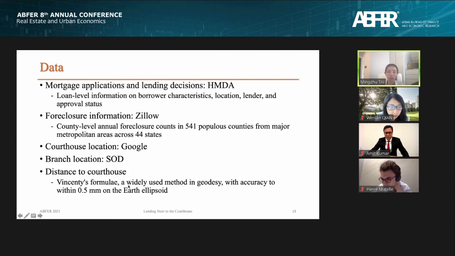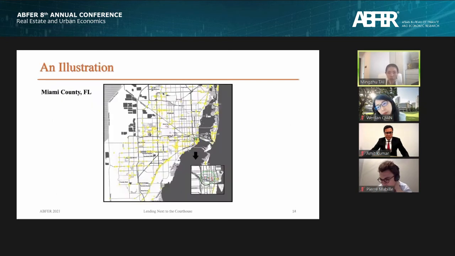So once the data is ready, let me use this map to show you an example of how we classify the treated and control groups. So this is a map for Miami County in Florida. Here, this green dot represents the location of the county courthouse. And each of the yellow dots represents a bank branch inside this county.